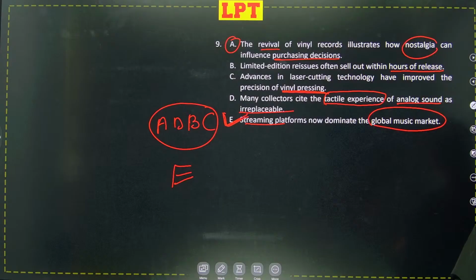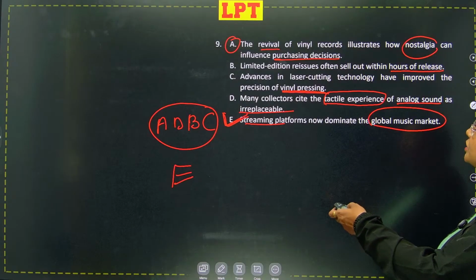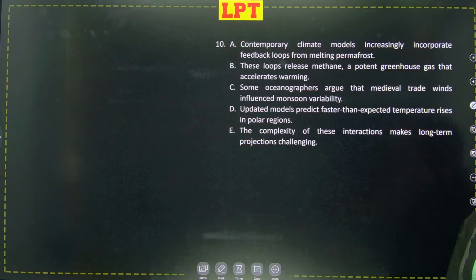All right. That brings us to the last question of discussion, question number 10. Before we continue with the rest of the sessions.